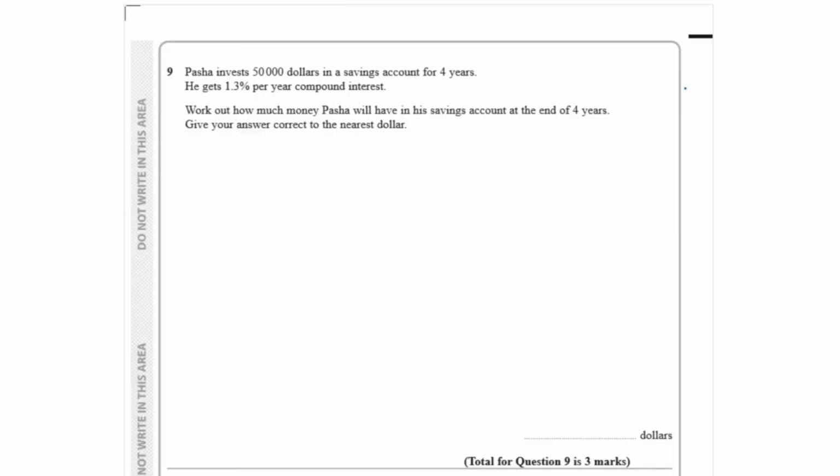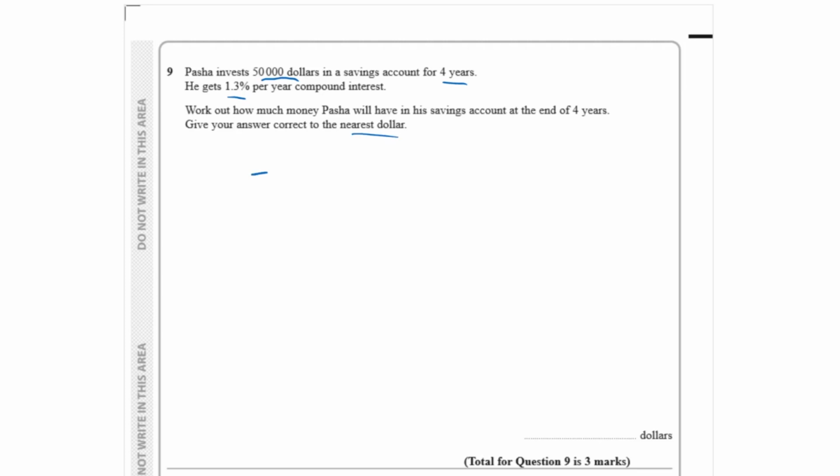Welcome back, Crammers, to question 9. Pasha invests $50,000 in a savings account for 4 years. He gets 1.3% per year compound interest. Work out the amount of money Pasha will have in his savings account by the end of the 4 years, correct to the nearest dollar.